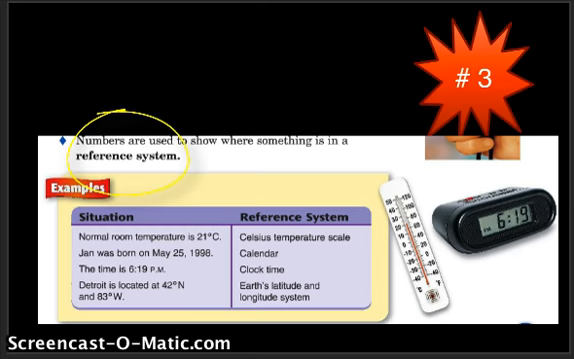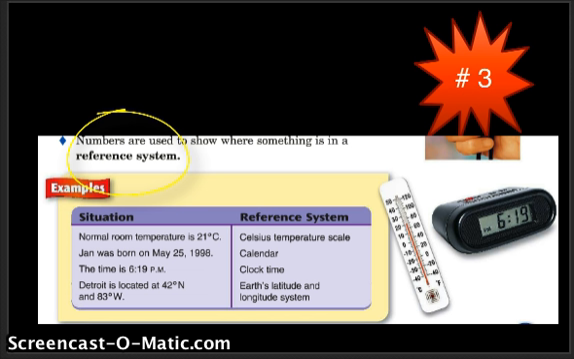The third way that we're going to discuss of how large numbers are used is to show where something is in a reference system. So when we talk about reference systems, we're talking about organized systems that we use in our world to tell time, to keep track of the date and the year, to keep geographical locations, and also to gauge temperatures. So let's take a look quickly at the purple table on the screen, and we're just going to see the first, or talk about the first 2 examples.